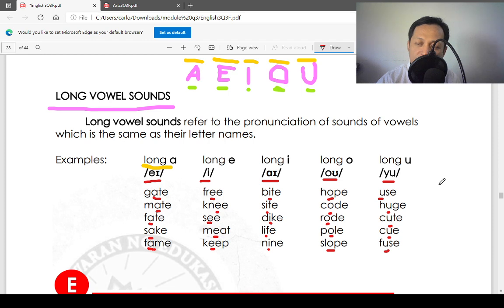So we do have here the following words. We have use, huge, cute, cue, and fuse. Again, we have use, huge, cute, cue, and fuse. Alright.